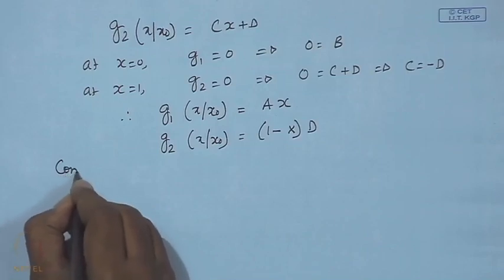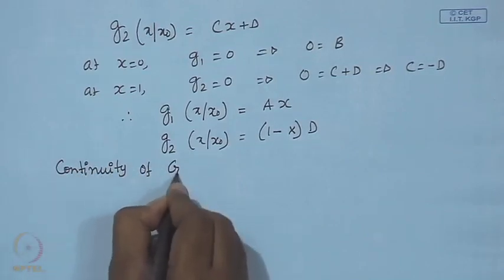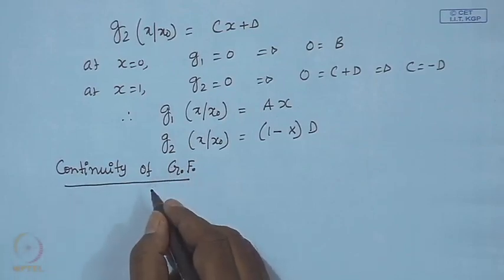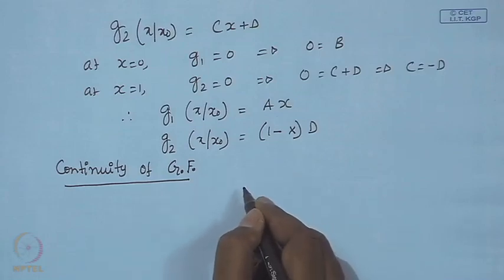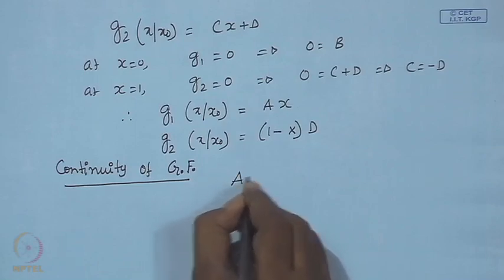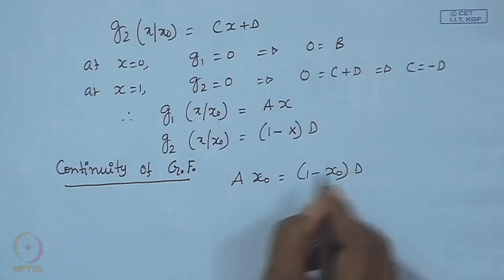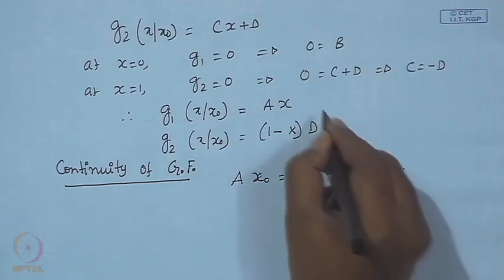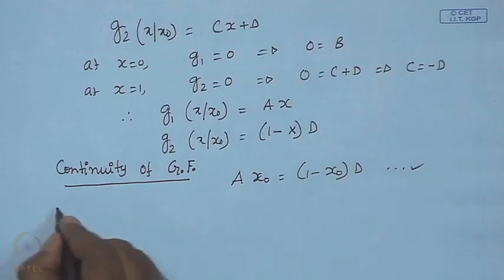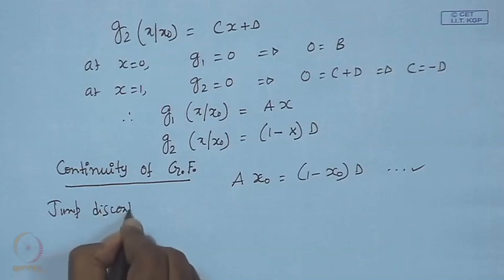Next, we do the continuity of Green's function. Continuity of Green's function is across x naught, g 1 and g 2 are equal. So, we will be getting a x naught is equal to 1 minus x naught times d. So, that is the one, and next we will be getting the jump discontinuity condition for this particular problem.